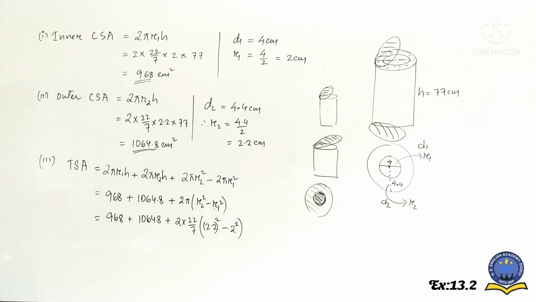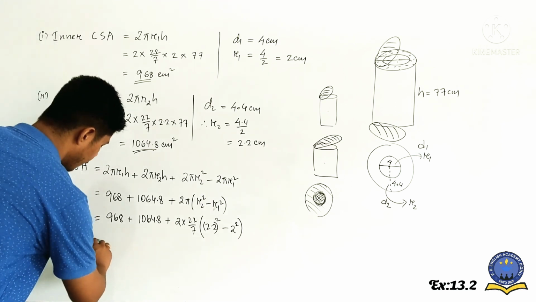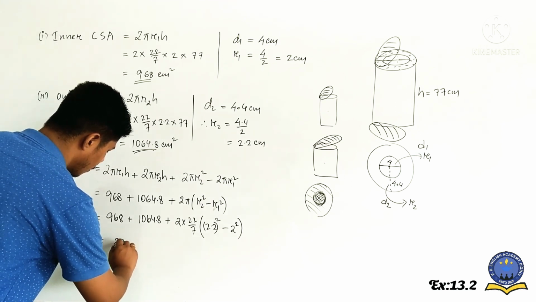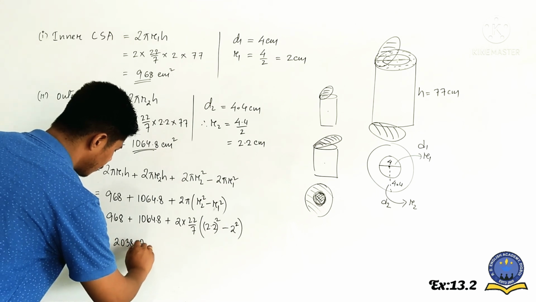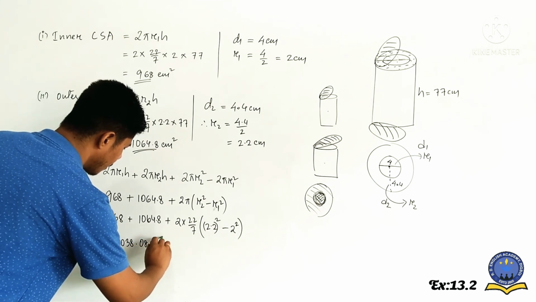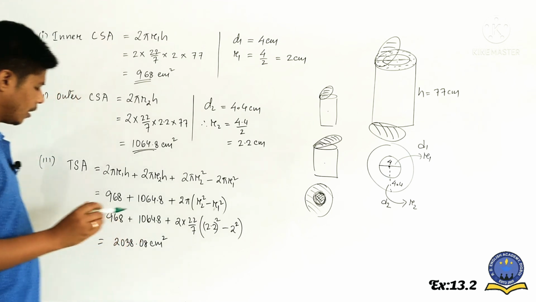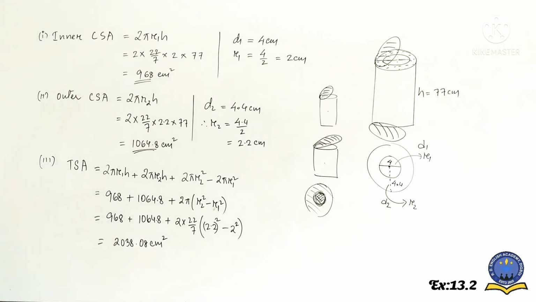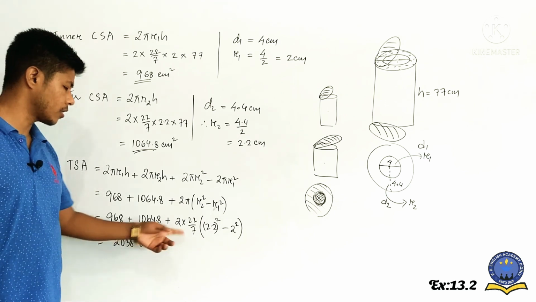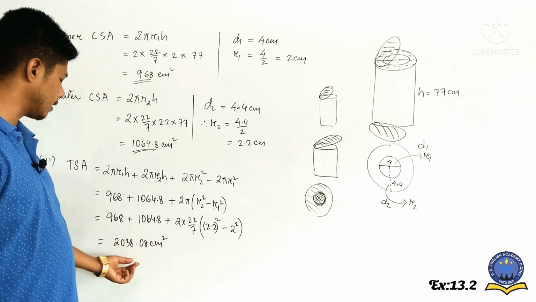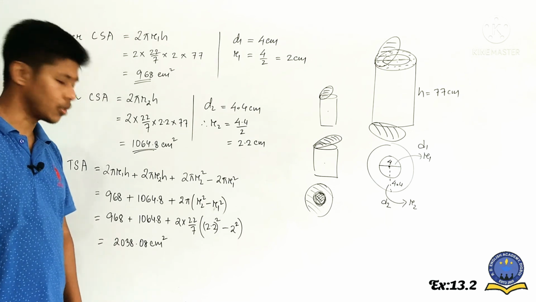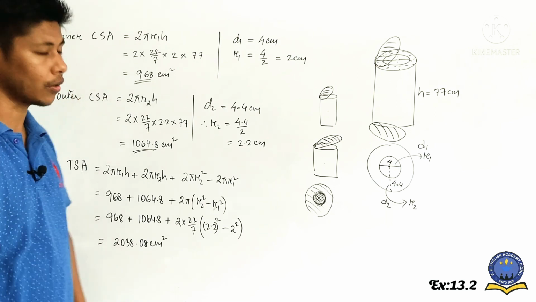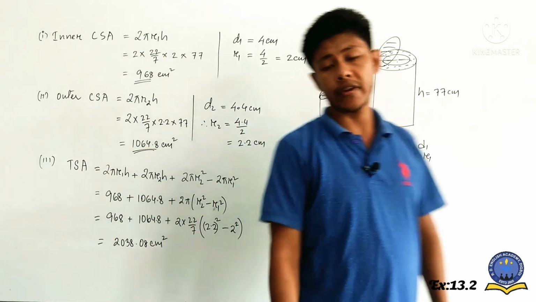And we have to calculate this one. And finally when we calculate, the final answer we get is 2038.08 centimeter square, because the unit given here is centimeter square. So the calculation is yours: you have to calculate this result and check whether it is 2038.08 or not. So this one is the required answer.